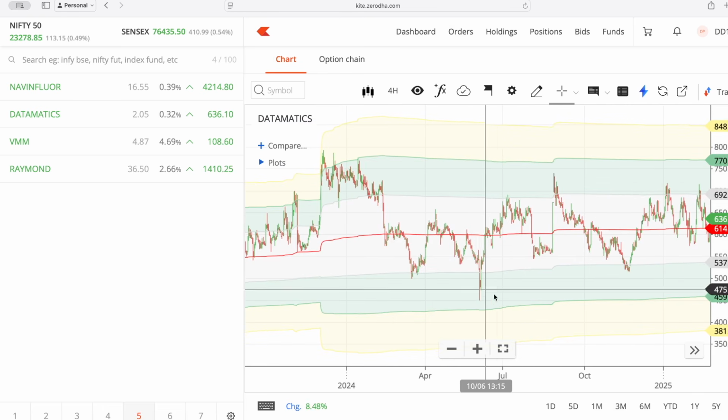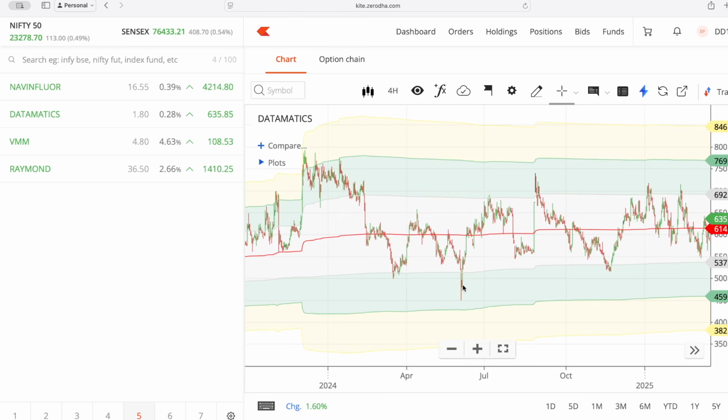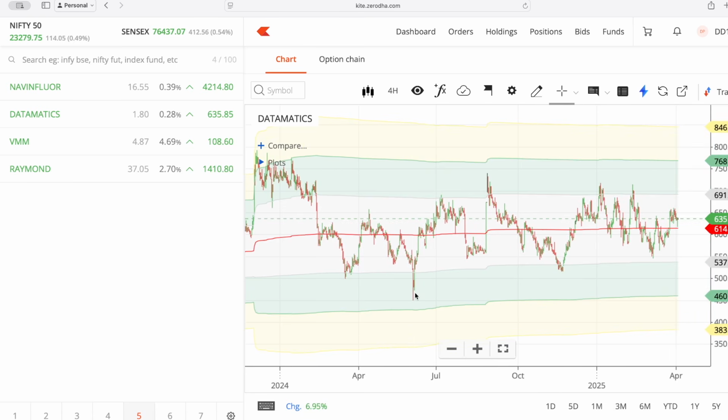This is your first entry point, this is your second entry point. That means if the stock is trading at these levels, it's an opportunity to add this stock if you feel this is a fundamentally good stock which you want to add on to your portfolio. And then if the stock goes down further, it's an opportunity to add this particular stock again.